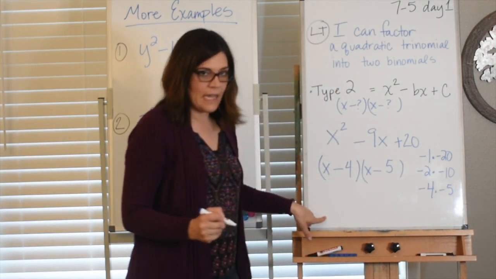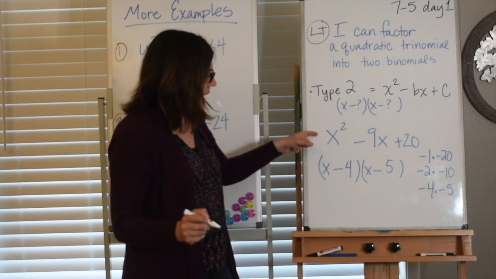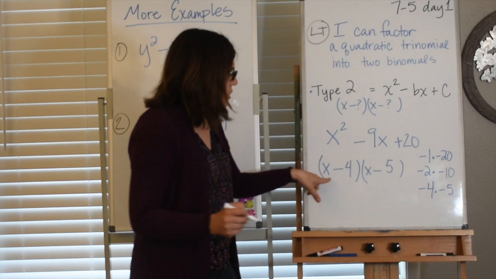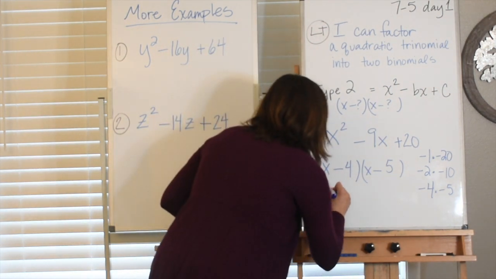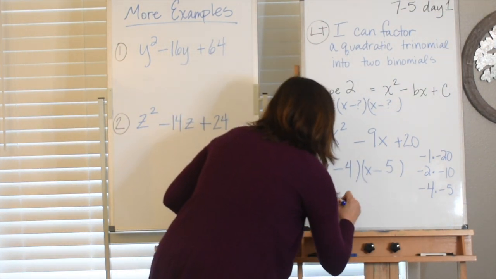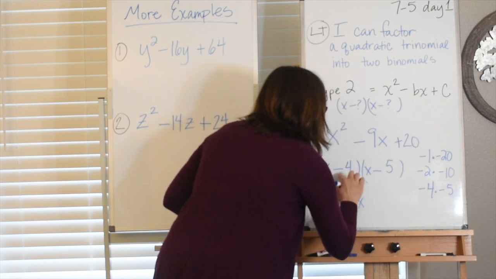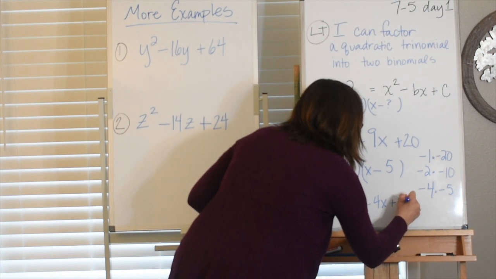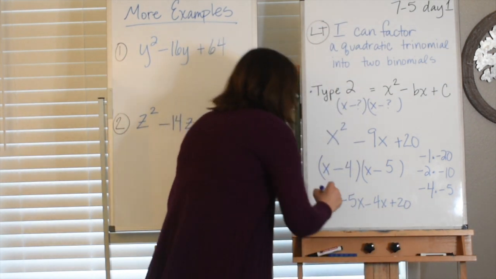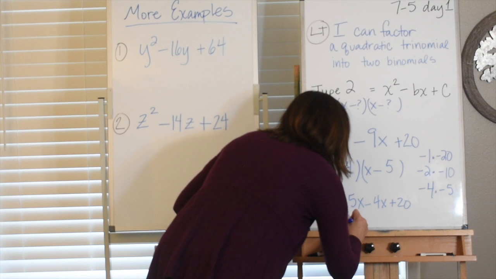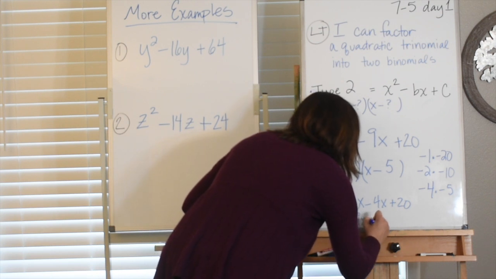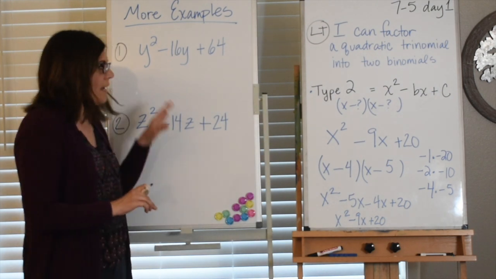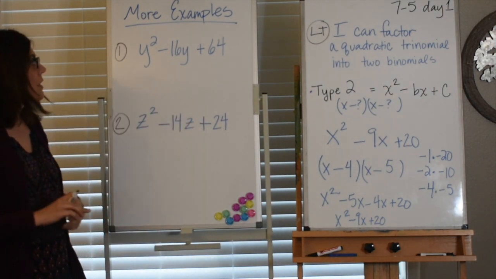Again, I could FOIL this out. I could see, is this actually the factored form of this? So the first term, x times x, would be x squared. The outside term, negative 5 times x, is negative 5x. The inside term, negative 4x, and the last term, positive 20. And then when I combine those terms in the middle, I get x squared minus 9x plus 20. Okay? All right, so let's try a couple of this type 2.